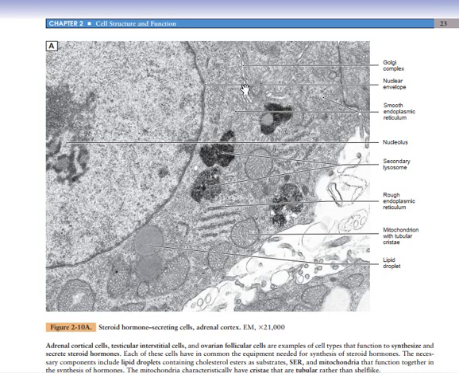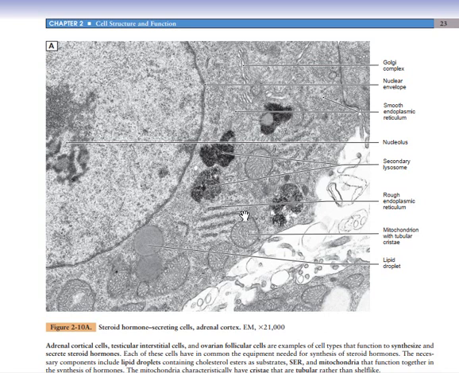As you can see here, we have the Golgi complex. You see the nucleolus. You see the euchromatin. You see the lysosomes. Here you can see the lysosomes are many: 1, 2, even 3 lysosomes. When you see many lysosomes, you can think of a cell that has much phagocytosis.